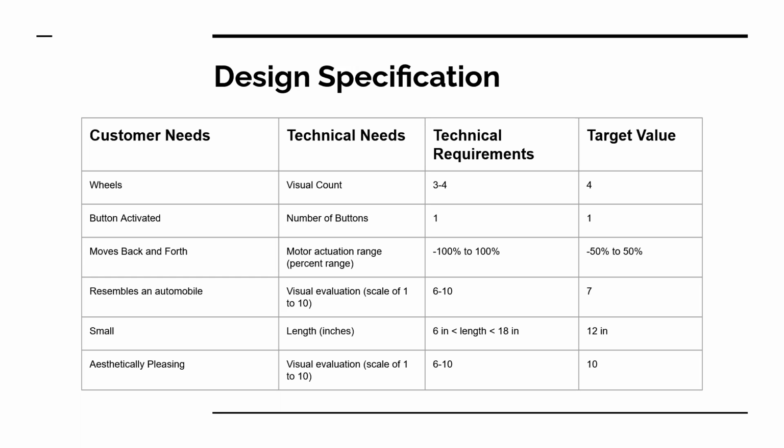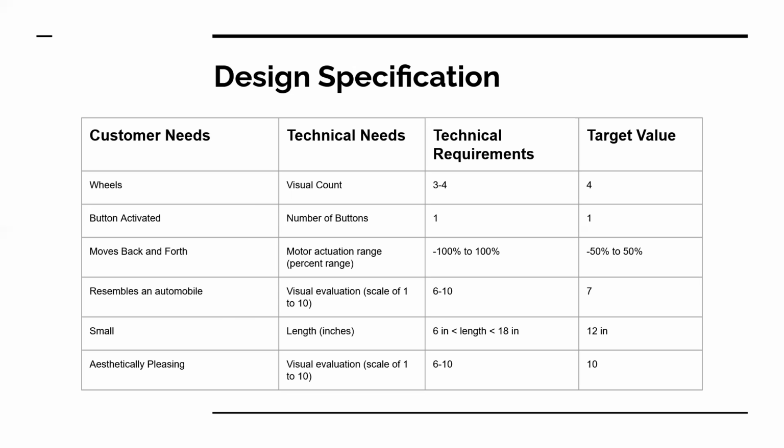For the activation button, we had a count of the number of buttons you could use to actuate the machine. And the requirement was 1 and the target value was 1. For the back and forth movement, our technical need was motor actuation range as a percent with the Raspberry Pi. So the technical requirement would be negative 100% to 100%, and the target value was negative 50% to 50%.